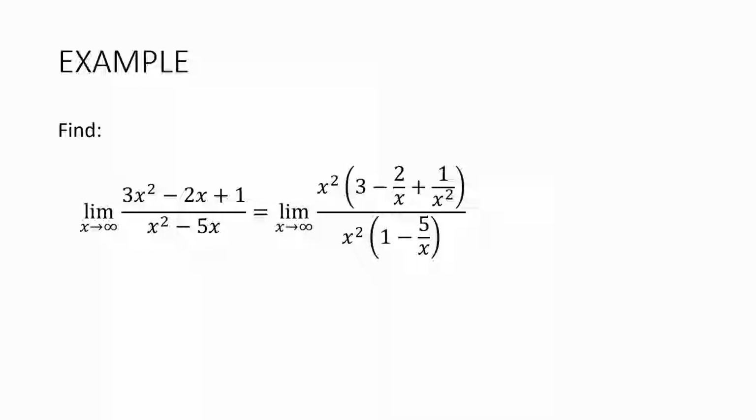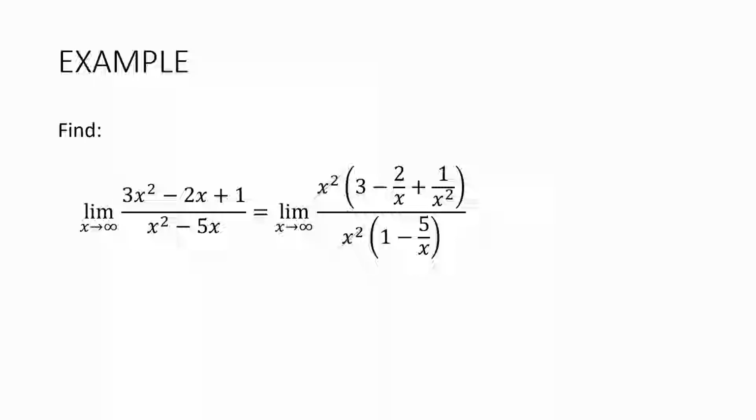Alright, so essentially what I've done is taken x squared out the front. If I expand that all out, this is what I'm going to get. Have a look. x squared times 3, 3x squared. Minus 2x squared divided by x is 2x. Plus 1 on x squared times x squared is 1. And on the denominator, x squared times 1 is x squared, times negative 5 on x is negative 5x. Alright, these two cancel out.